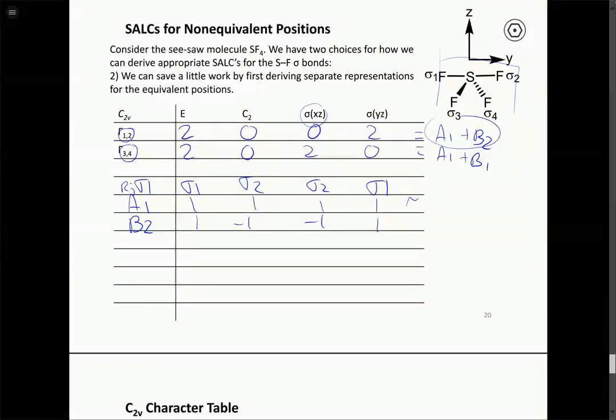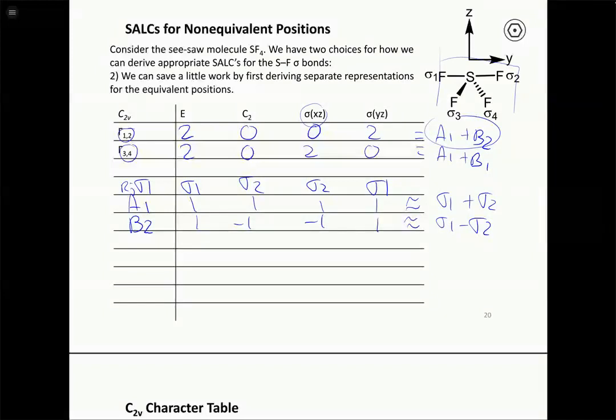So really, these two methods are about the same amount of work. It's just whether you choose to recognize at the beginning that we have non-equivalent positions, or you just apply every single projection operator and find that out sort of the hard way. So it doesn't really matter how you do it. Both of the methods I'm showing you here are valid, and at least for a small point group like this, they're a similar amount of work.